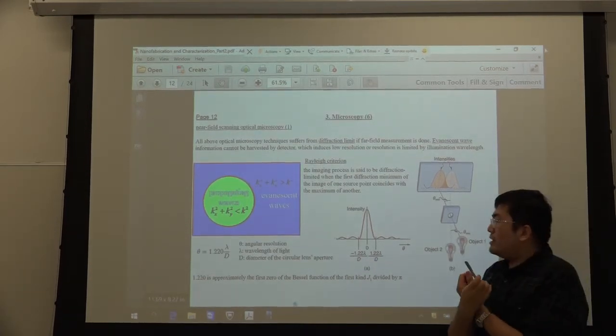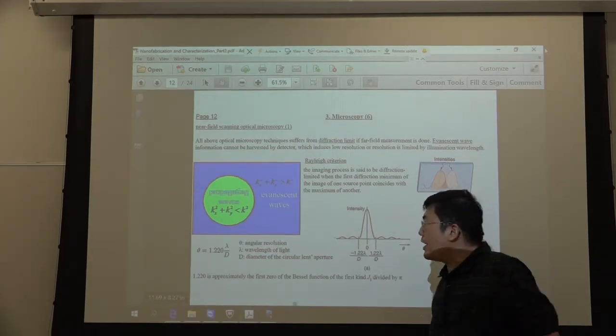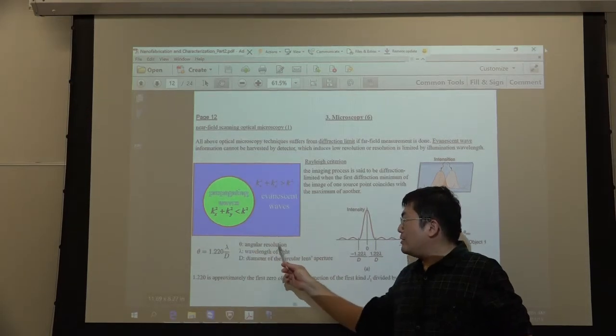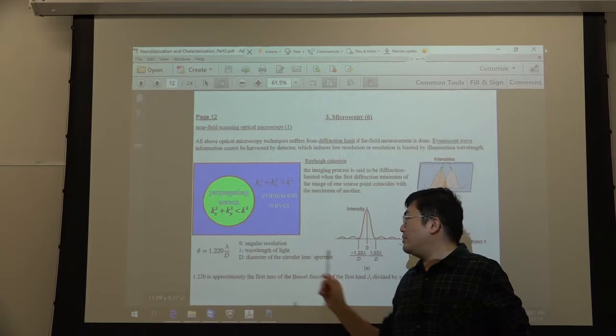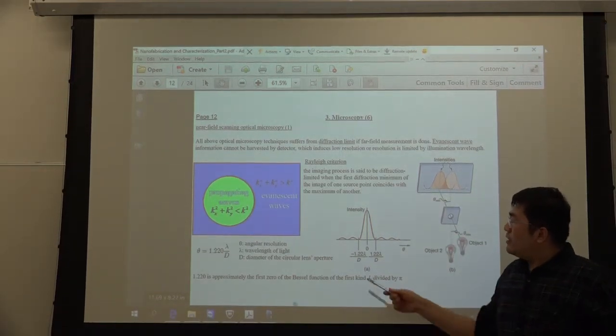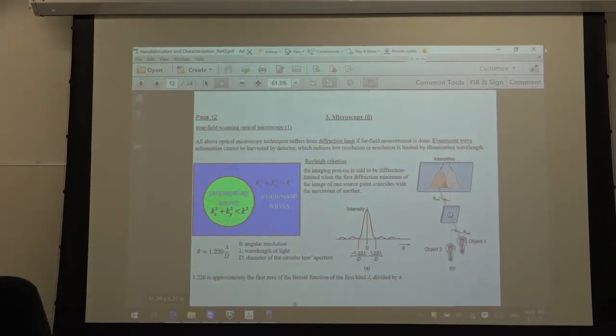Using this condition, we can do some calculation to get that the angular resolution is proportional to the wavelength over the diameter of the aperture. They call it the Rayleigh criterion. Everyone should know how to calculate this. Do you know how to calculate it?